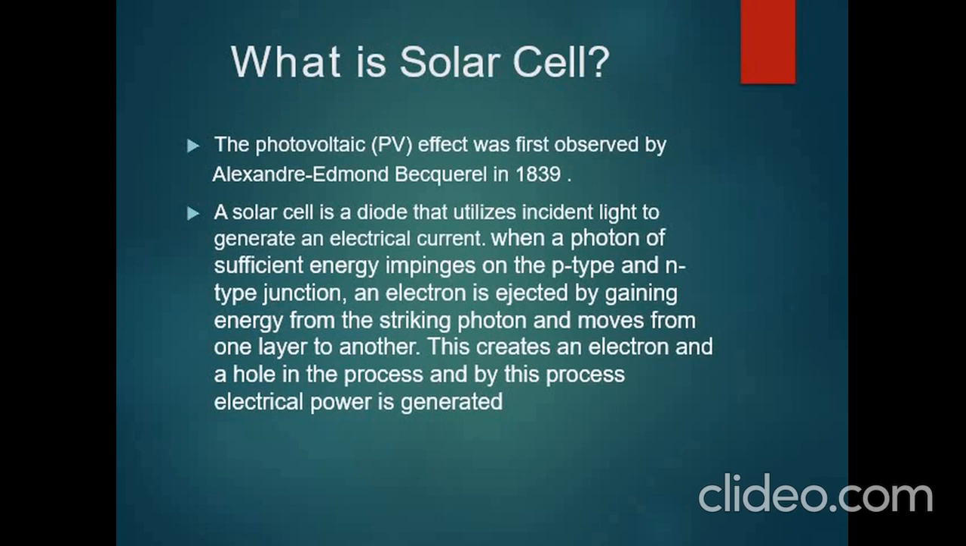What is a solar cell? The photovoltaic effect was first discovered by Alexandre Becquerel in 1839. It is one of the most important parts of a solar cell. A solar cell is a diode that utilizes incident light, generates electron and hole pairs, and that will generate electrical current. When a photon with sufficient energy impinges on it, this creates an electron and hole pair, and by this process electrical energy is generated.